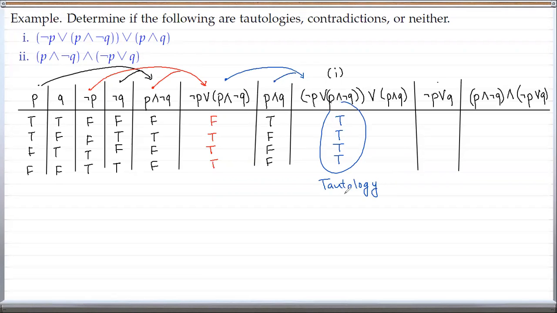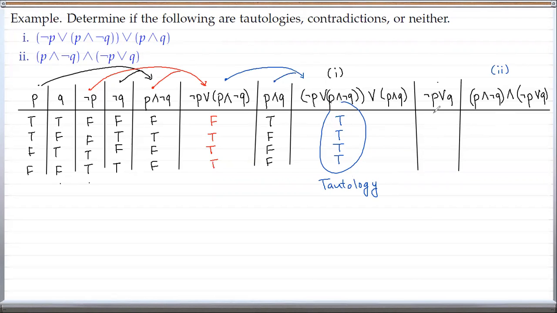The first one is a tautology. Now let's complete the table so that we have the second one also. Next, we need not P or Q. Not P is this column here, or Q. So we are combining those two.